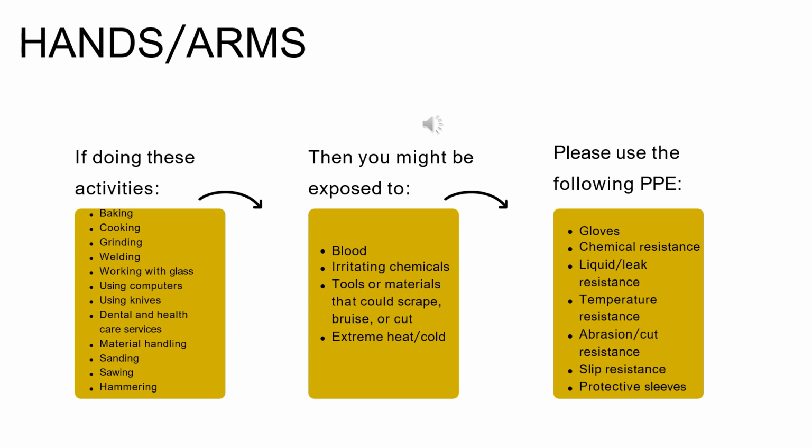Hands and arms. If you're doing these activities: baking, cooking, grinding, welding, working with glass, using computers, using knives, dental and healthcare services, material handling, sanding, sewing, hammering, then you might be exposed to blood, irritating chemicals, tools or materials that could scrape, bruise, or cut, extreme heat, cold. Please use the following PPE: gloves, chemical resistance, liquid leak resistance, temperature resistance, abrasion, cut resistance, slip resistance, protective sleeves.